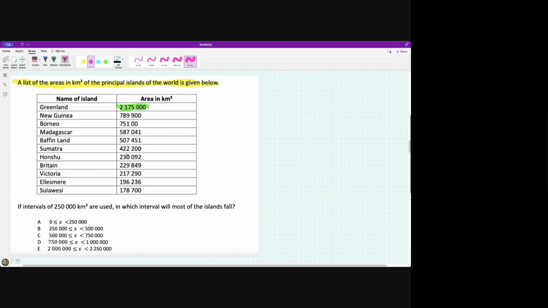Which island? The island with the smallest landmass is this. What's different about this example is it says, if intervals of 250,000 kilometers squared are used, into which interval will most of the islands fall? This is a list of data and its area. But what this question is implying is that we need grouped data, where we put the data into intervals. So I'm going to make a grouped data table.